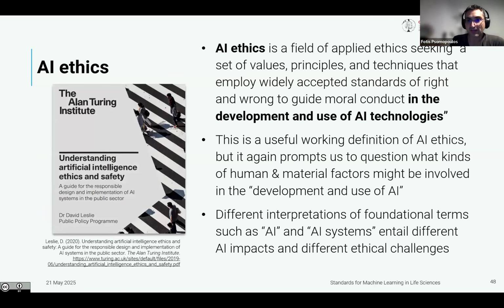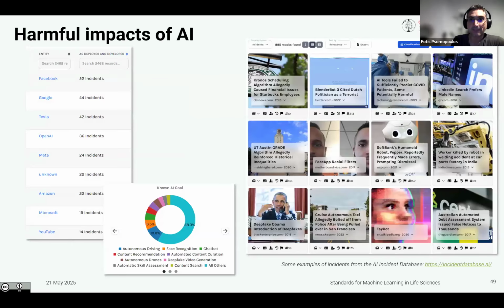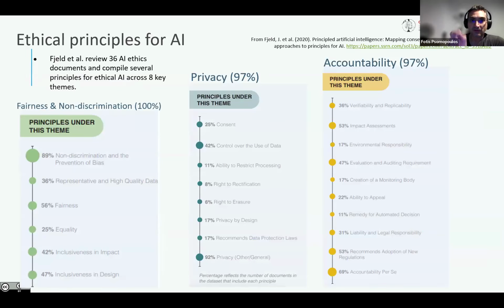This is a whole set of ethics. I definitely recommend looking through the Alan Turing Institute's AI ethics and security work. They did an amazing brief on these points. But I'm sure everyone has seen a few of these cases already, from deepfakes of Obama in 2018 to reinforcing inequalities in universities in Europe, to all other fun or maybe not so fun cases of AI hallucinating and creating problems. So there was an assessment of a lot of AI ethics documents to find out what the main principles are.